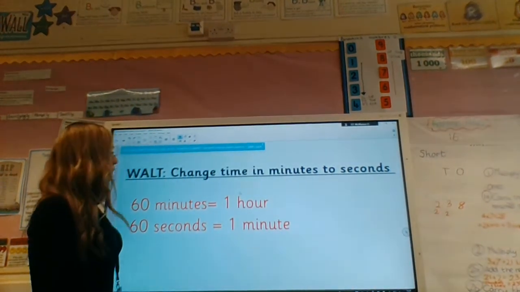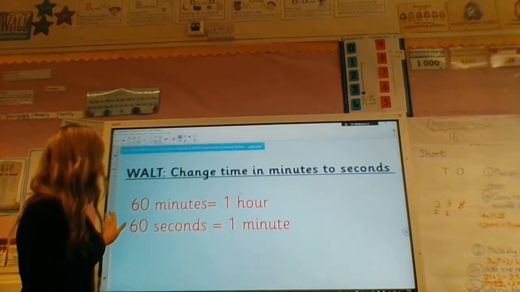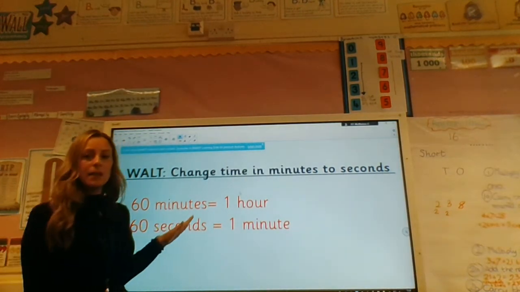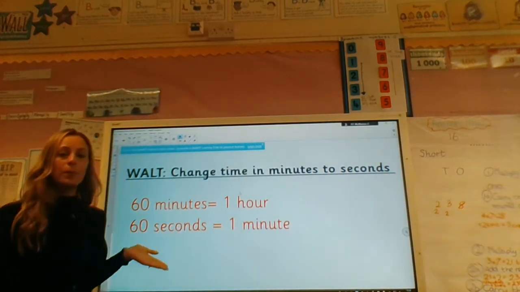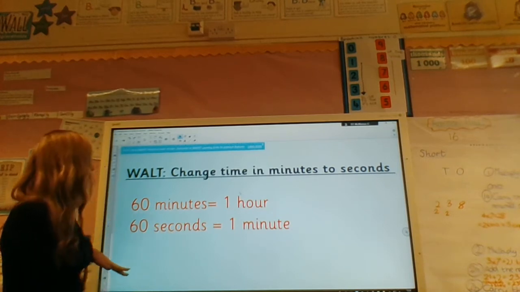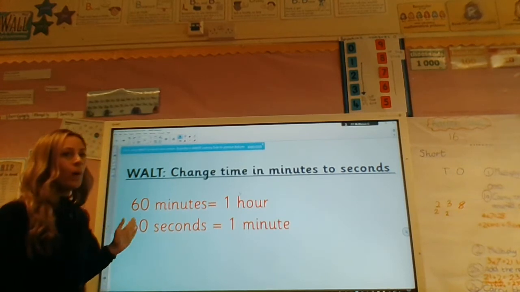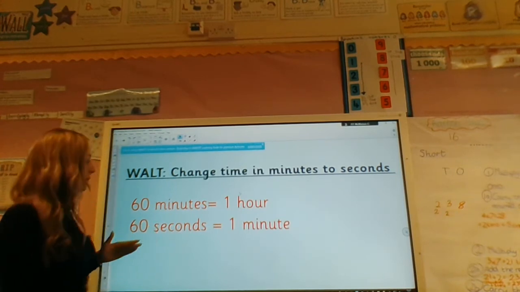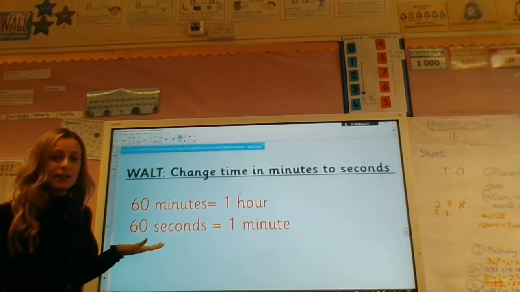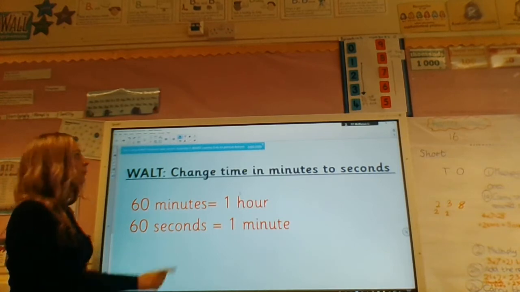Okay, so today we're going to change the time from minutes to seconds. So just to go over, there are 60 minutes in 1 hour. So from 1 o'clock to 2 o'clock, that's 60 minutes. Now, there are 60 seconds in 1 minute. So from 1 minute past 2 to 2 minutes past 2, that is 60 seconds. So we need to remember this today, that there's 60 seconds in 1 minute.